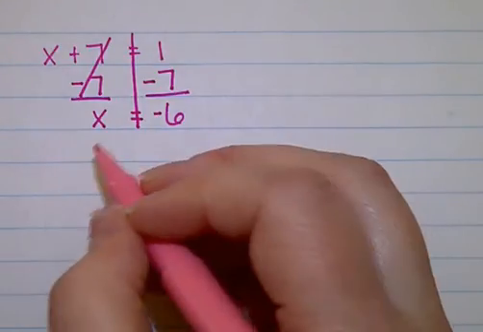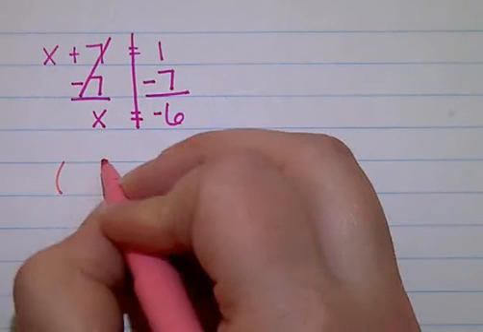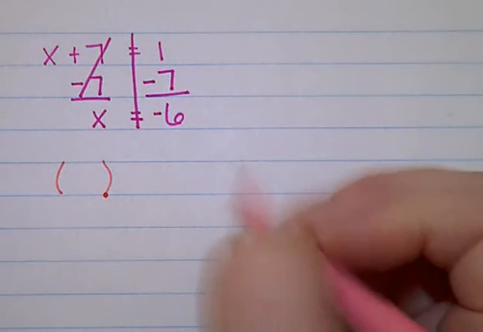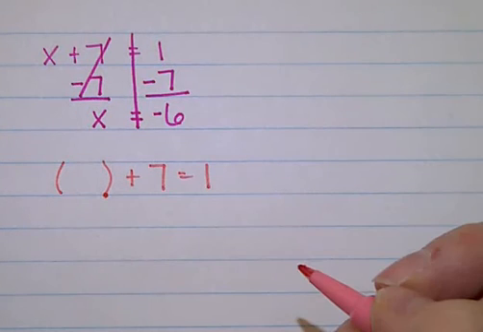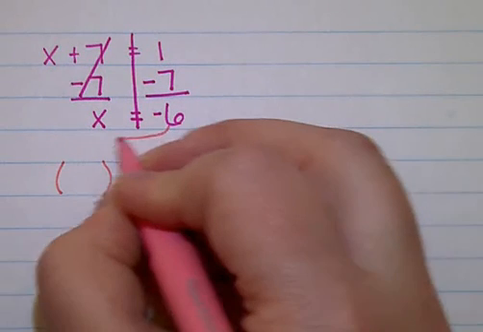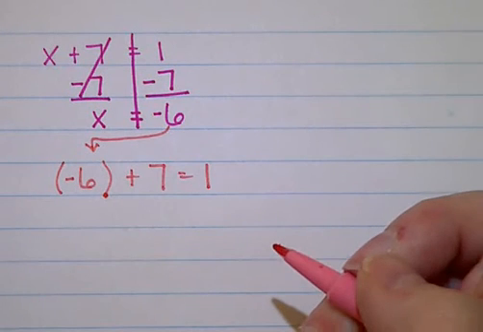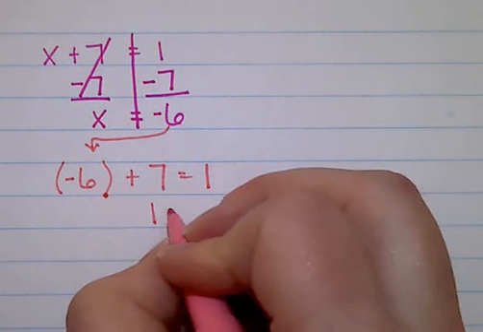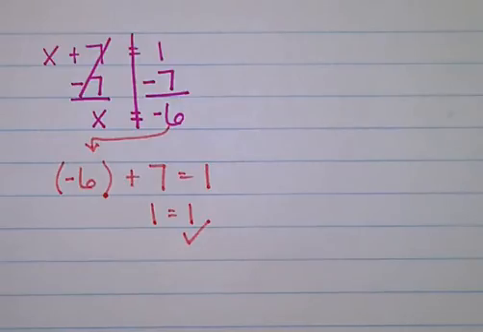Let's put it back into the equation and check it. I'm going to rewrite our original equation, but instead of writing the x, I'm going to substitute a set of parentheses. So my parentheses plus 7 equals 1. I think that x is a negative 6, so I'm going to substitute that negative 6 in where the x used to be. Negative 6 plus 7 is a 1, and 1 does equal 1, so I know that I got this question correct. X does equal negative 6.